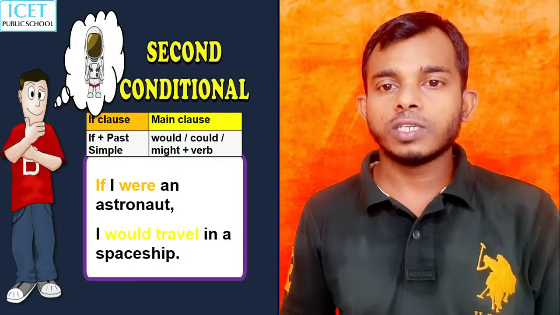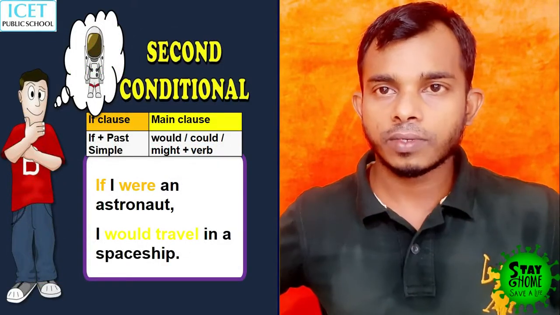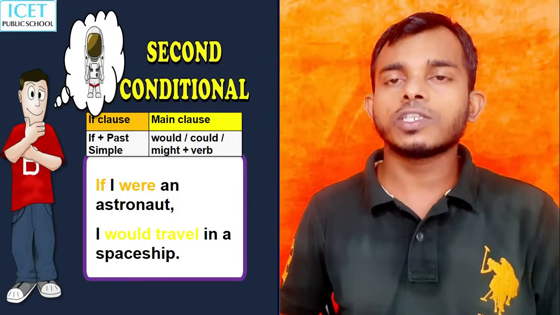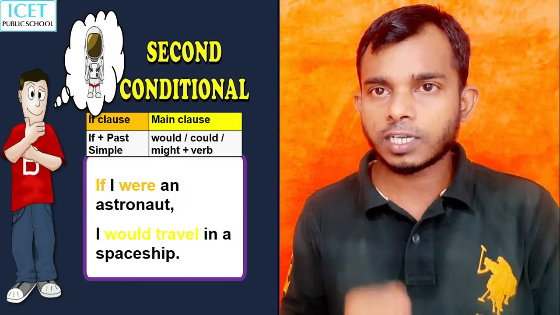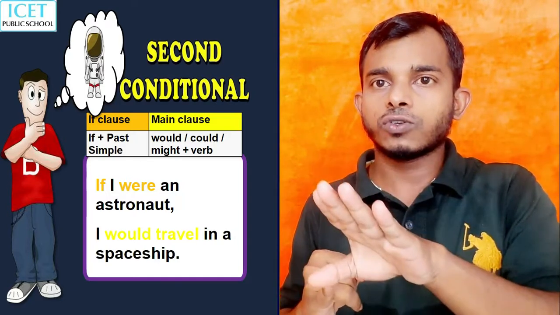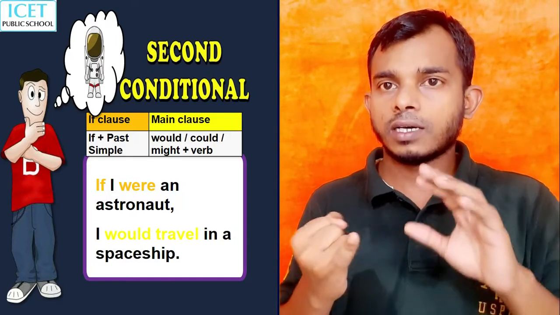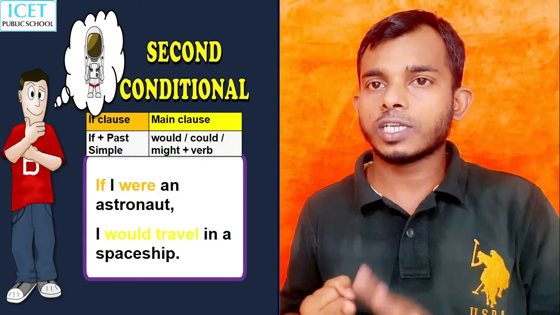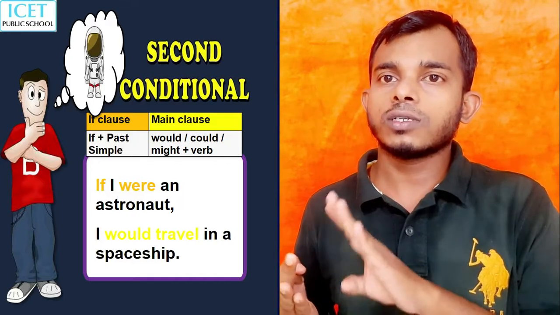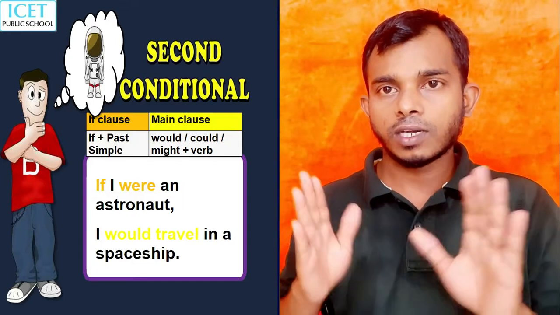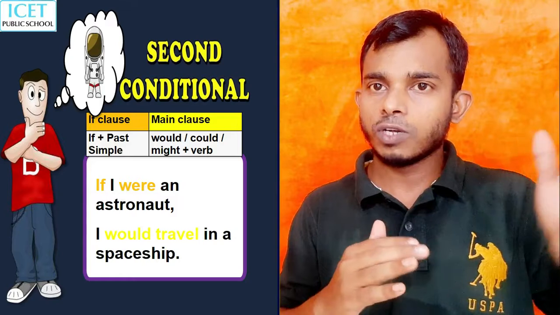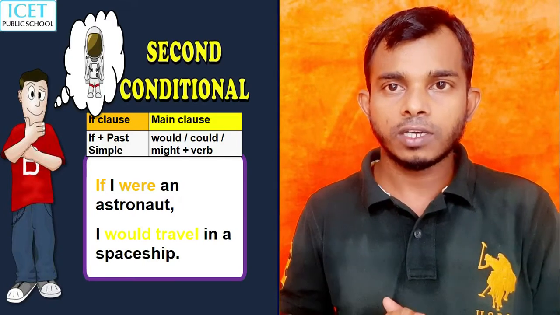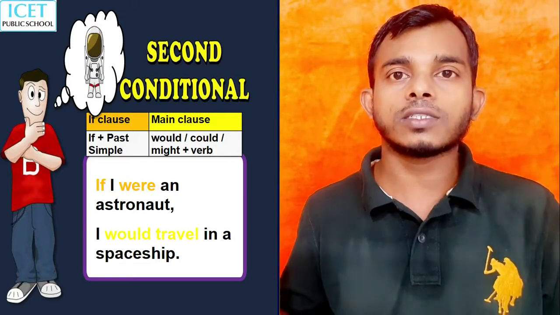Now I am moving on to the second conditional. Am I moving faster? Because it is simple. So far we have covered the zero conditional, where both the if clause and the main clause are in present. And the first conditional, where the if clause is written in present and the main clause is written in future. Clear? Zero and first you learned. So you have learned two types of conditionals.